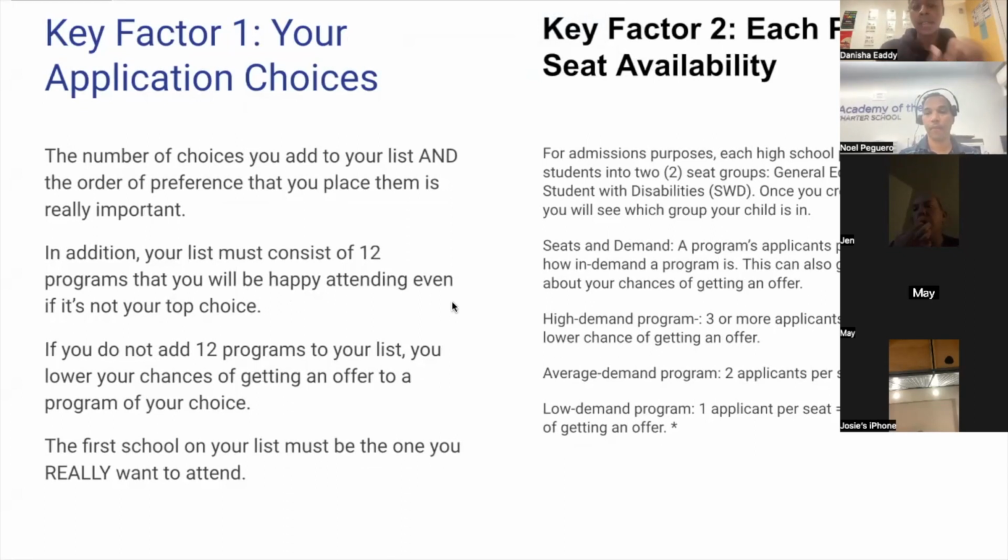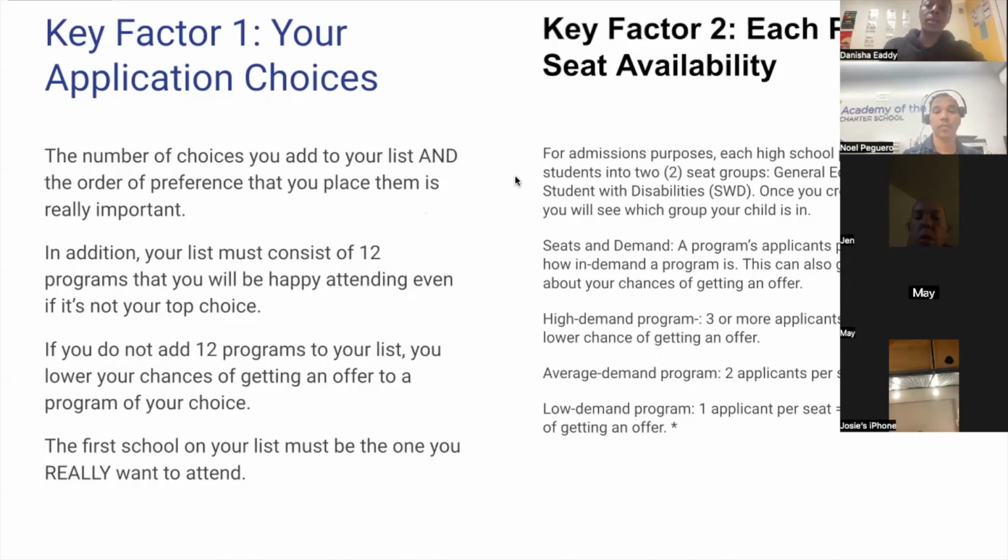Now, I've had a few parents and students ask me, do you have to add 12 schools, even though they have like 10 and they're not sure what other programs they want to add? It's not required, you're not mandated to add 12 schools. It's just best that you do add 12 because it increases your chances of getting into a program or school that you're interested in, rather than being placed somewhere you don't want to be placed.